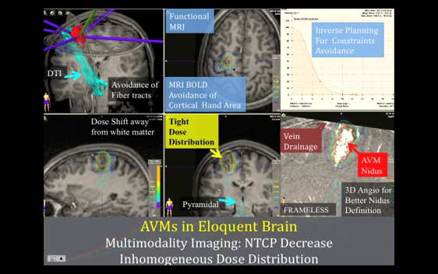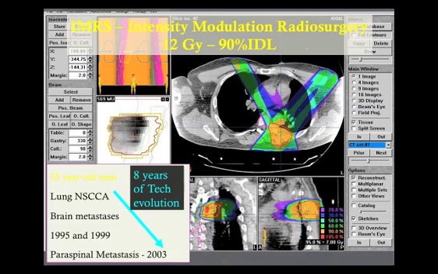For instance, an AVM in a very eloquent area is here. We are modernly using multimodality approach to try to map as the best we can the organs at risk. And we do use inverse planning. Inverse planning is no more than the counterintuitive way of planning with intensity modulation that's computer generated. And here we see that we are using all this technology with the goal to decrease normal tissue complication while keeping an effective dose to obliterate the AVM.